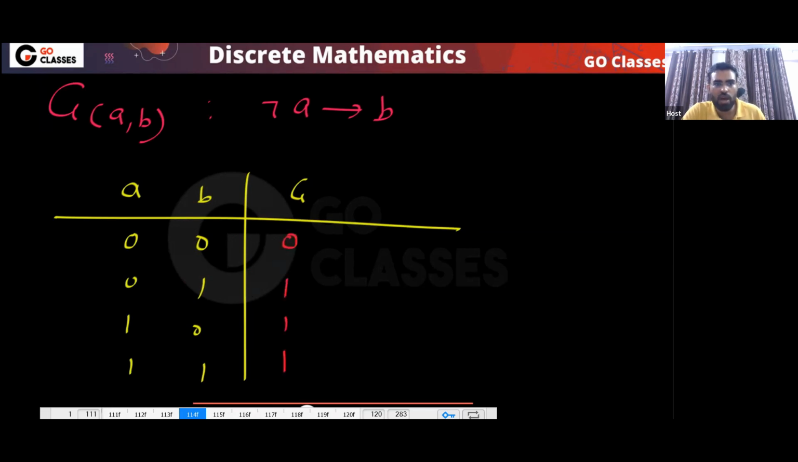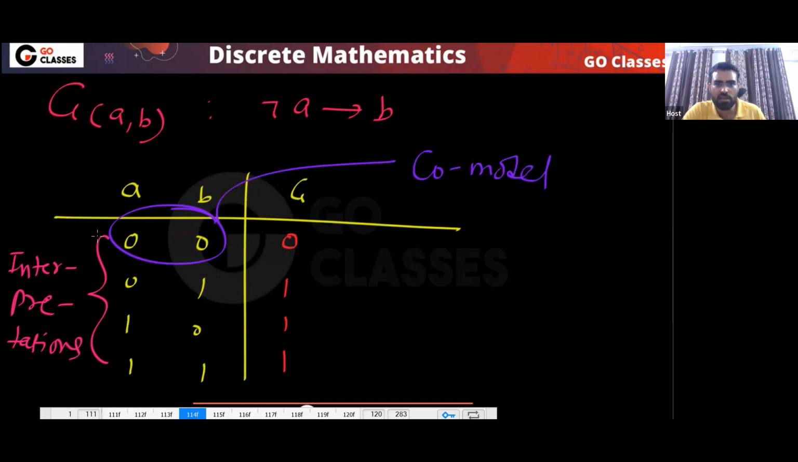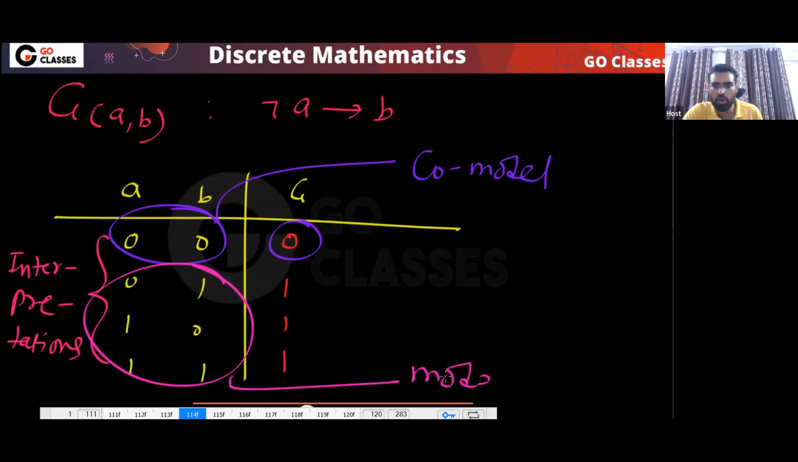In all other situations it is true. Now let me tell you, all of these are called interpretations. So how many interpretations? Total 4 interpretations. This interpretation is called co-model, because here you have false. And these other interpretations are called models. Is it clear now? The definition of model and co-model, is it clear now?